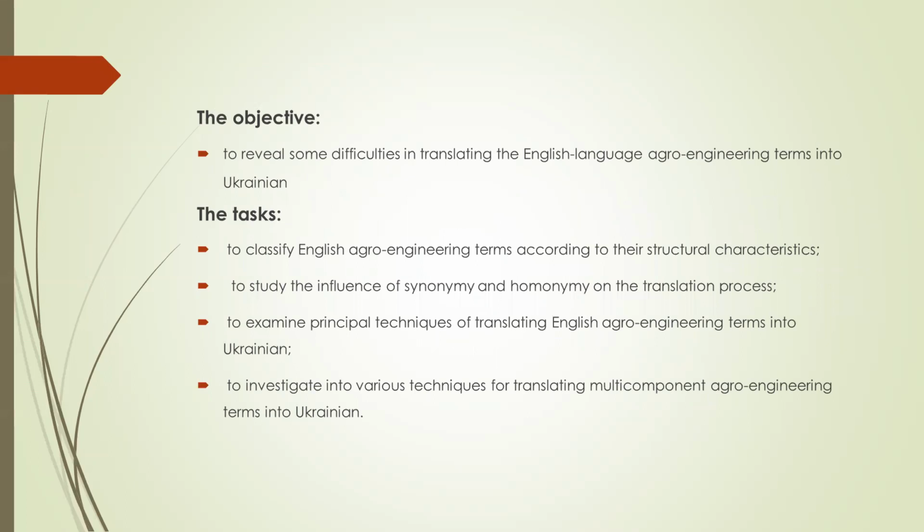The objective is to reveal some difficulties in translating the English language agro-engineering terms into Ukrainian. The tasks are to classify English agro-engineering terms according to their structural characteristics, to study the influence of synonymy and homonymy on the translation process, to examine principal techniques of translating English agro-engineering terms into Ukrainian, and to investigate various techniques for translating multi-component agro-engineering terms into Ukrainian.